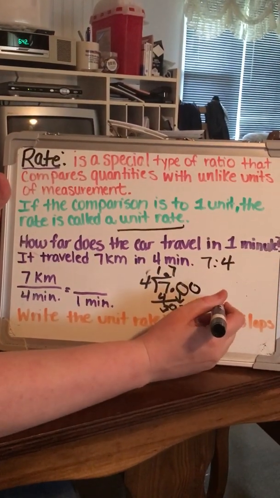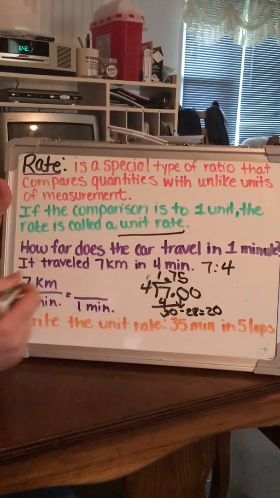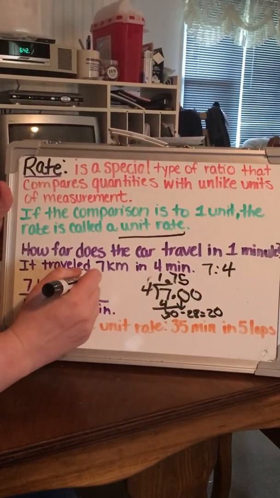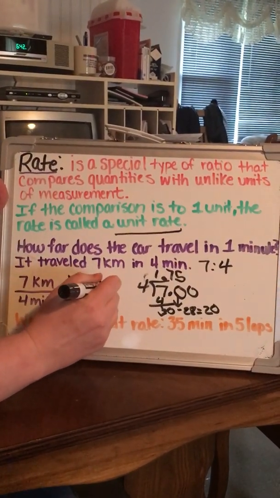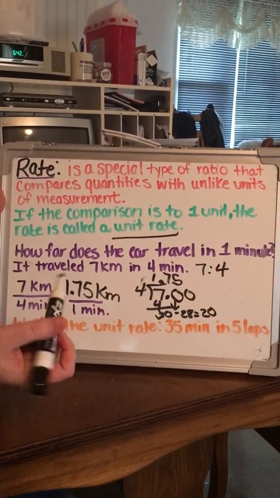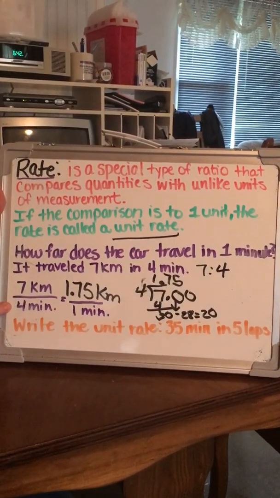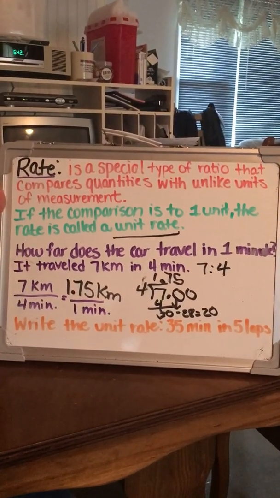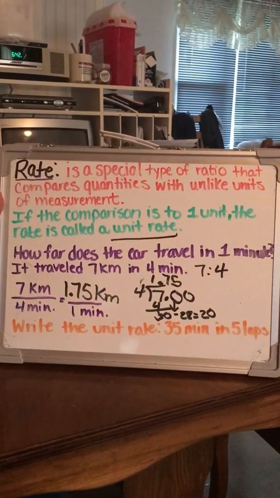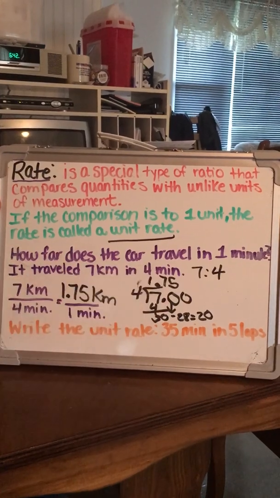I'm going to annex another 0. How many times does 4 go into 20? 5 times. So my answer is 1.75 kilometers. So we can say our unit rate for this is that if a car travels 7 kilometers in 4 minutes, it traveled 1.75 kilometers in 1 minute. Okay, that's my unit rate. And I did it by dividing.